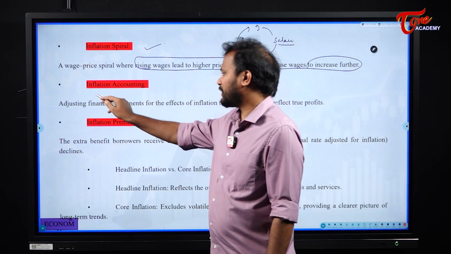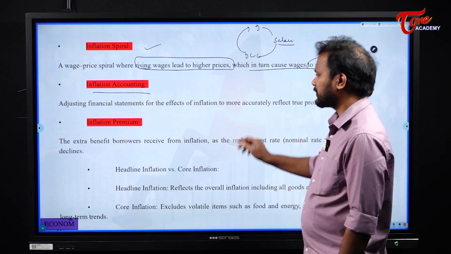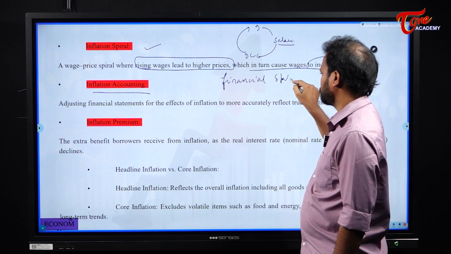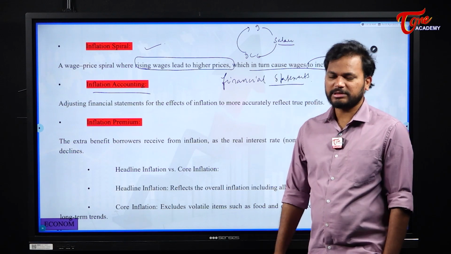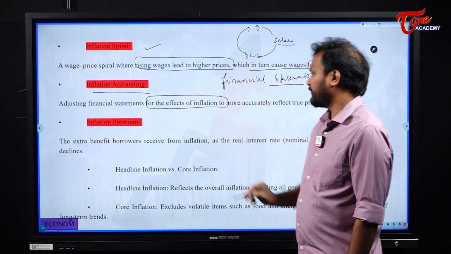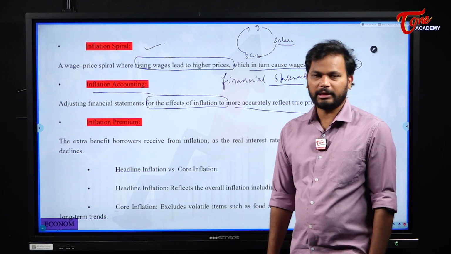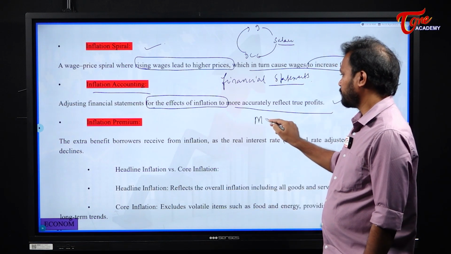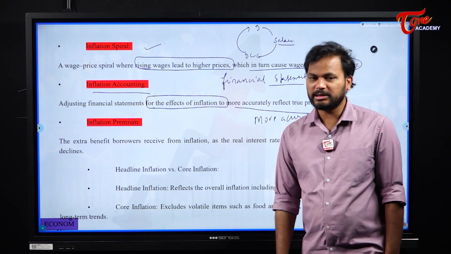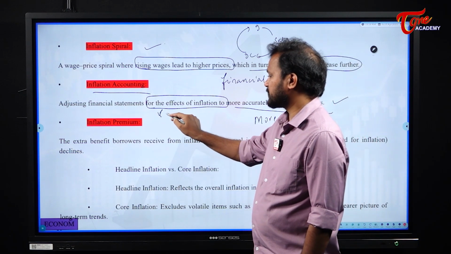Next, inflation accounting. Inflation accounting is nothing but adjusting the financial statements for the effects of inflation to more accurately reflect true profits. The statements are adjusted to the changing level of prices.